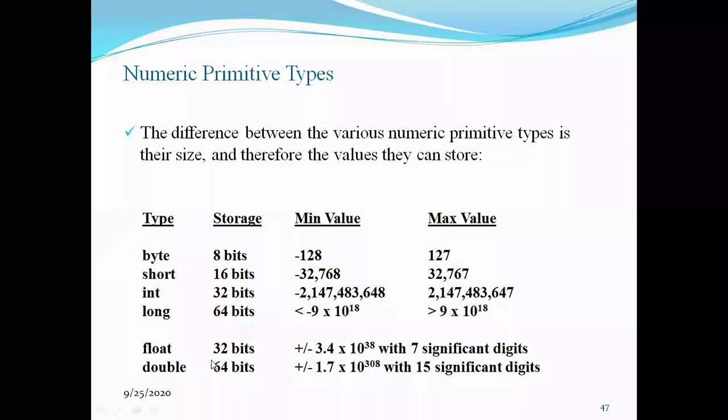So if you declare the variable as float, then 32-bit. 32-bit means how many bytes? 32-bit if you allocate means 8 bytes. If you declare short it means 2 bytes, 2 bytes or 16 bits. So this is the minimum value and maximum value when you declare a particular variable of type integer or byte. So these are the numeric primitive types.